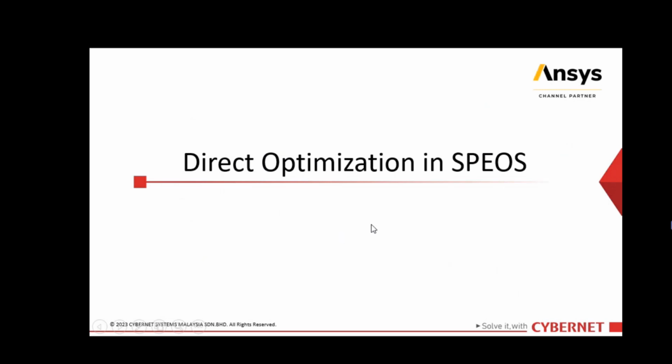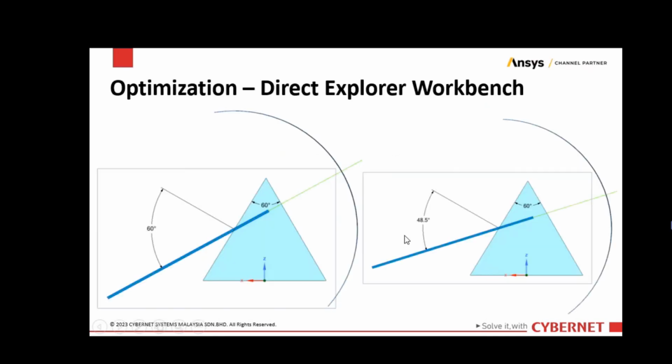So go to the next, which is the direct optimization in SPEOS. Here we use a simple example, which is a prism, and we also have an incident angle. We want to find a smaller deviation angle in this region. So we start with this 60-degree incident angle, and finally we will use the optimization to find the minimum deviation angle.